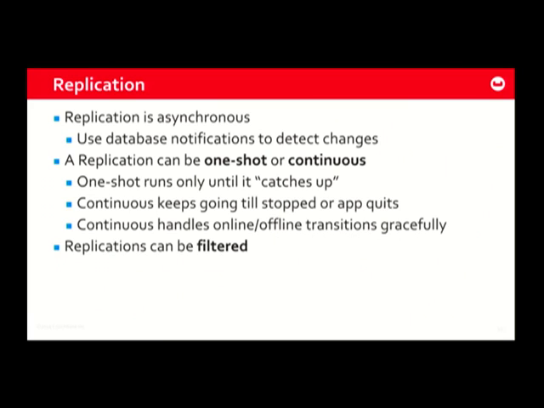A final detail about replications is that they can be filtered, so they don't have to transfer all of the available documents. They can transfer subsets of them. On a push replication, you can write a function that you apply to the database called a filter function, which is just a predicate, basically, that looks at a document and says yes or no. So it can arbitrarily decide which documents it wants to replicate and which it doesn't.